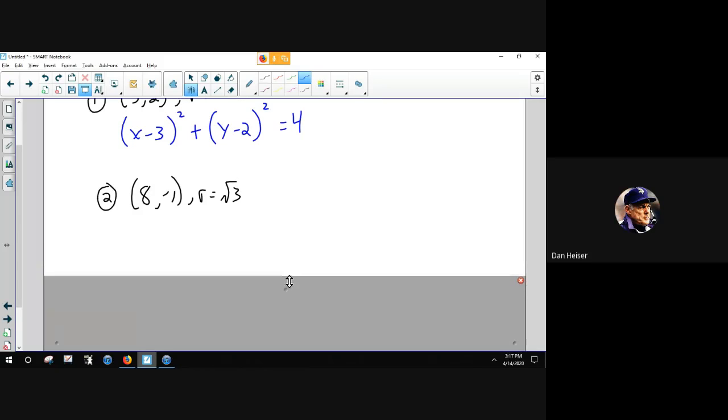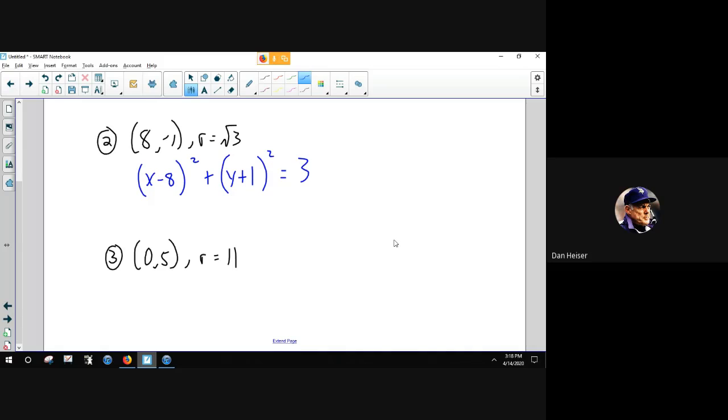The next one. Center 8, -1. Radius is square root 3. Start with my quantities. Square the radius. Square root of 3 squared is 3. How do I go from 8 back to the origin? I subtract 8. How do I go from -1 back to the origin? Well, I have to add 1. Or I can think of it as y minus a -1, and the minus a negative turns into +1.